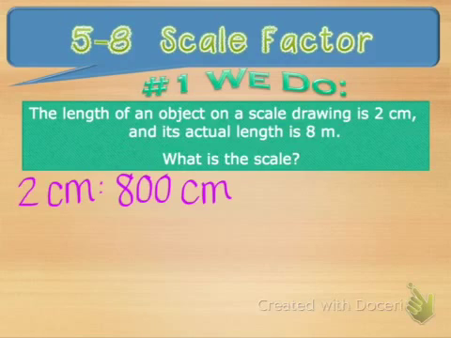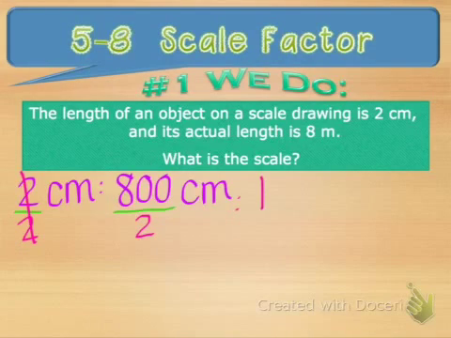So now I've cleaned this up a little bit. So we've got 2 centimeters to 800 centimeters. The last thing that we need to do is take a look at 2 and 800, and decide if there's anything that both of these are divisible by, and they're both divisible by 2. So I'm just going to divide both of them by 2. So 2 divided by 2 reduces down to 1, and then 800 divided by 2 simplifies to 400.